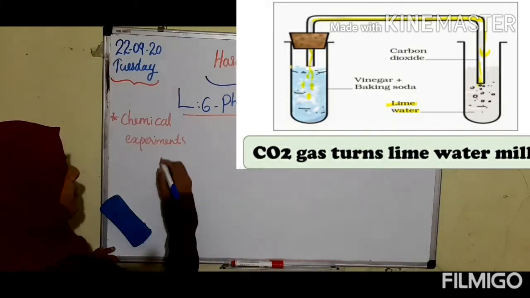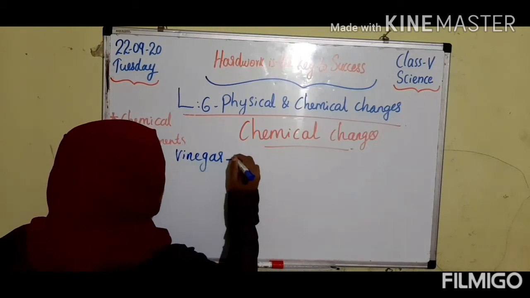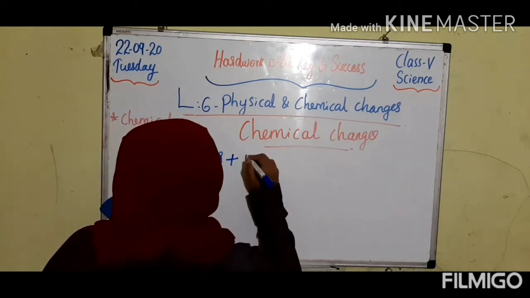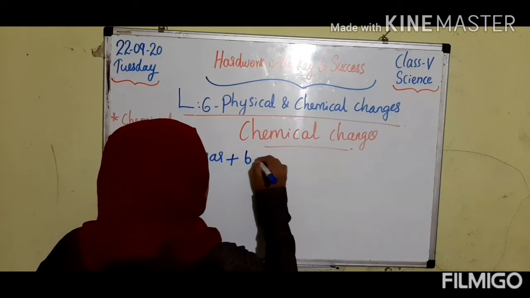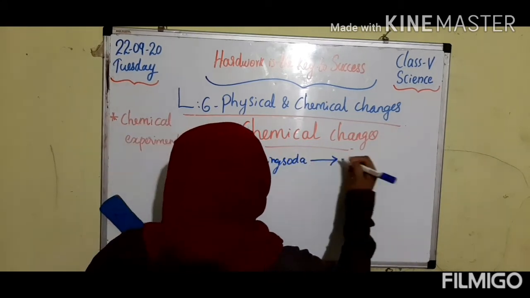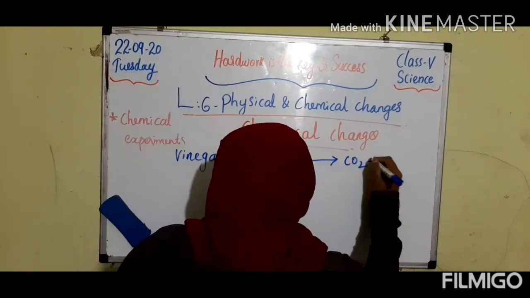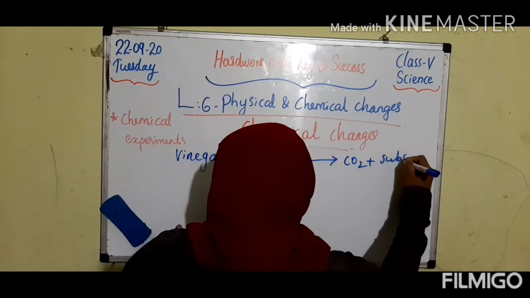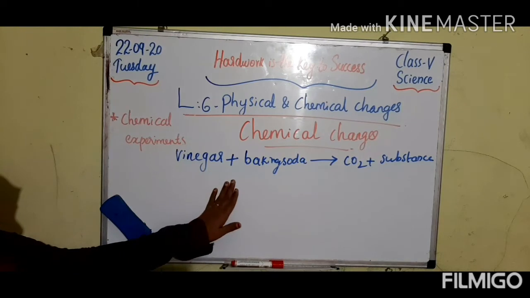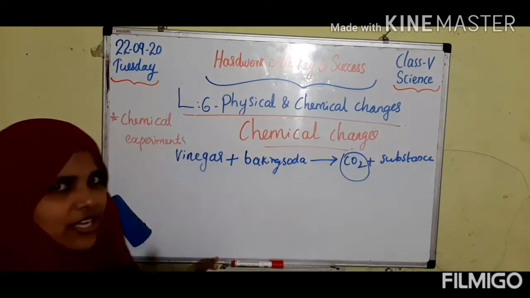Children, in the first experiment we observed vinegar, that is acetic acid, mixing with what, children? Vinegar is mixing with baking soda. What will happen? Carbon dioxide and some other substance are also formed. Okay, in this reaction, is it clear to all of you? When vinegar is mixed with baking soda, a new substance is formed, carbon dioxide and some other substance, right?